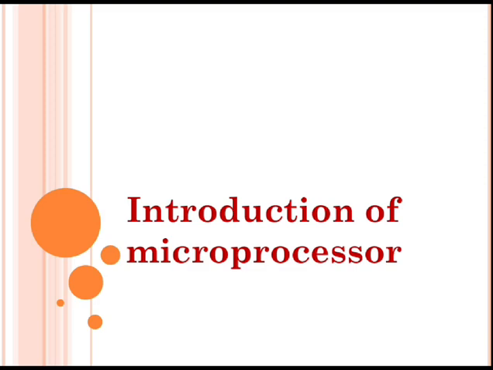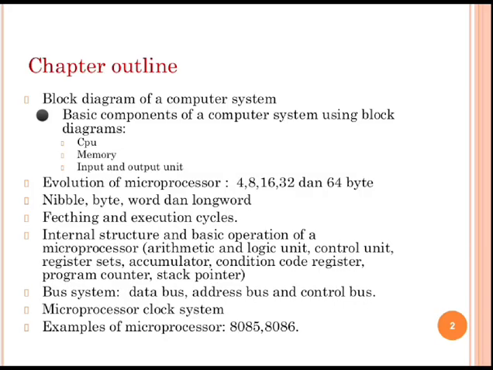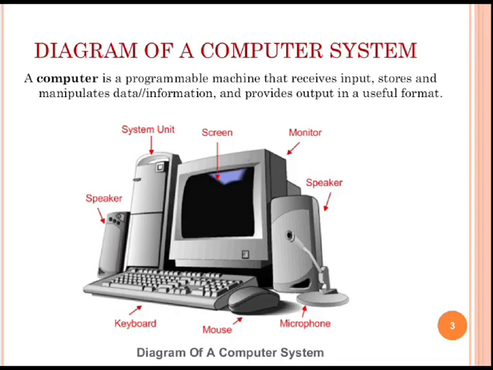Today we are going to discuss the Introduction of Microprocessor. The chapter outline is: block diagram of a computer system, which contains CPU, memory and input-output unit. Second is evolution of microprocessor, which contains 4-bit, 8-bit, bit or byte, word, long word, etc. Next is fetching and execution cycles. Next, internal structure and basic operation of a microprocessor. And then bus system, and microprocessor clock system. The last one is examples of microprocessor.